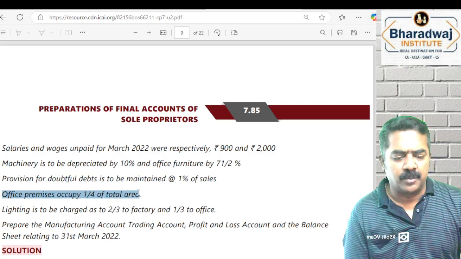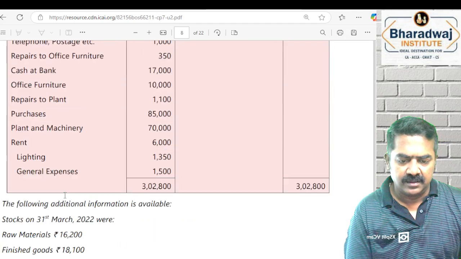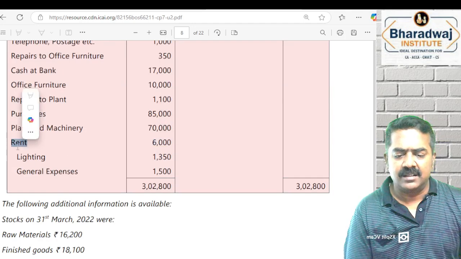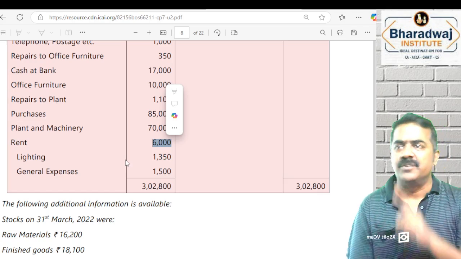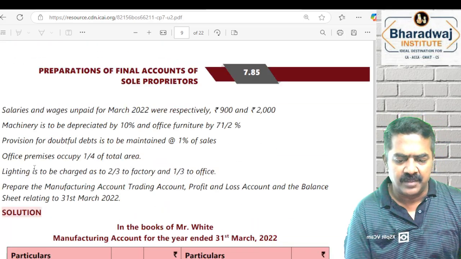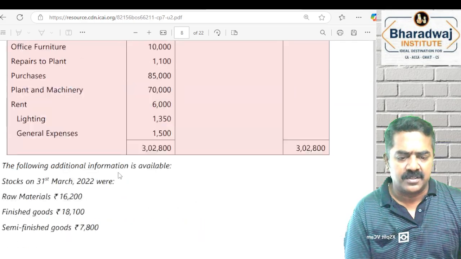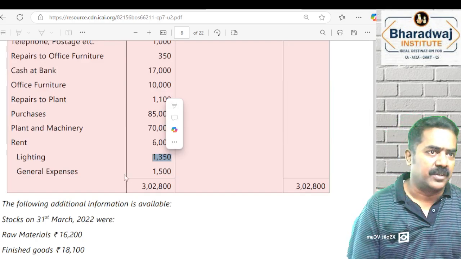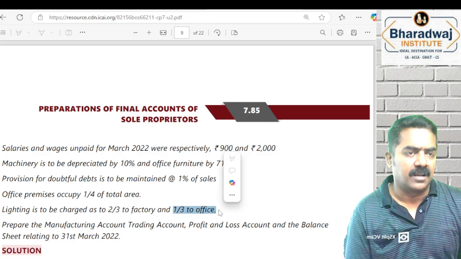Office premises occupy 1/4 of the total area. So, there is rent, right? Of the rent, 1/4 you will charge in the P&L account. What about 3/4? Manufacturing account. It is related to the factory, manufacturing account. Lighting, 2/3 for factory, 1/3 for what? Office. So 2/3 will be charged in the manufacturing account. 1/3 will be charged in the P&L account.